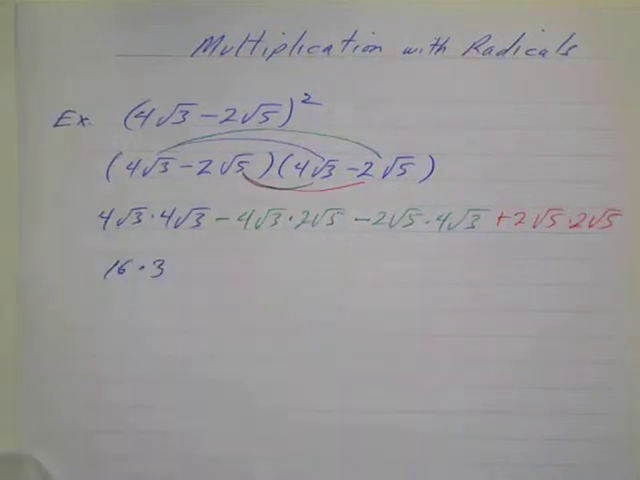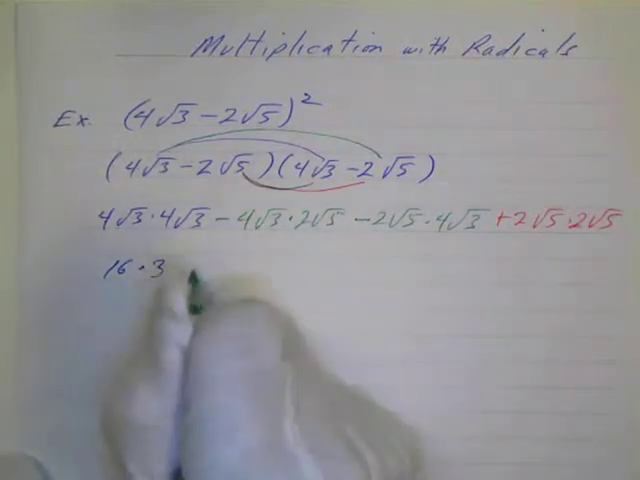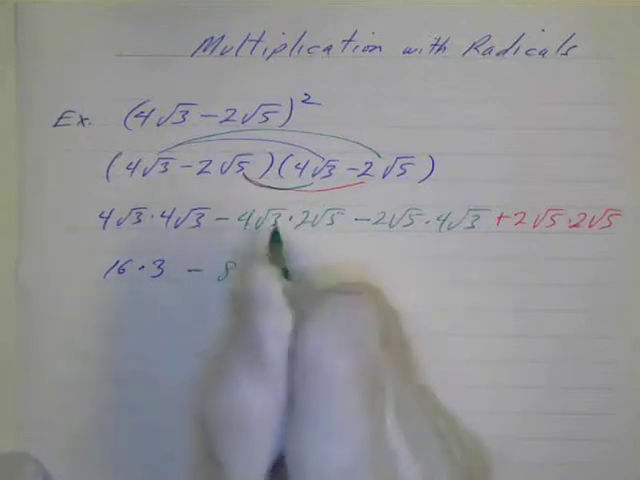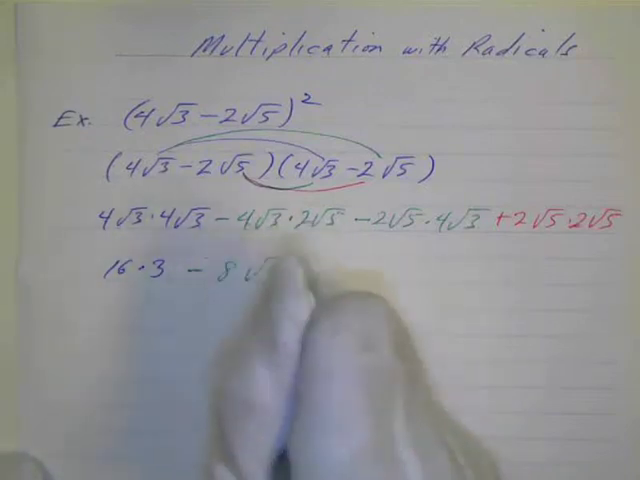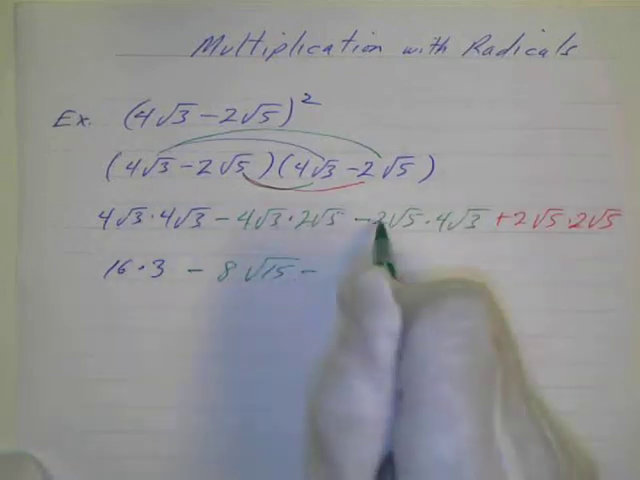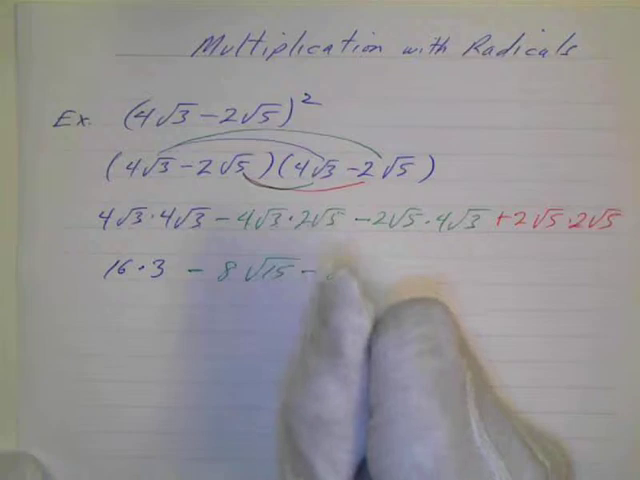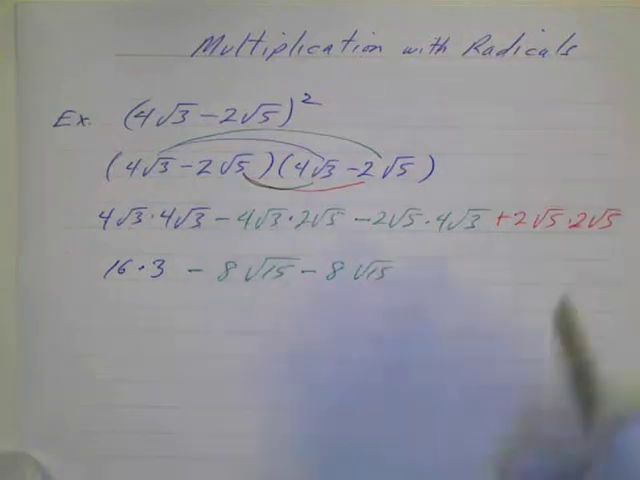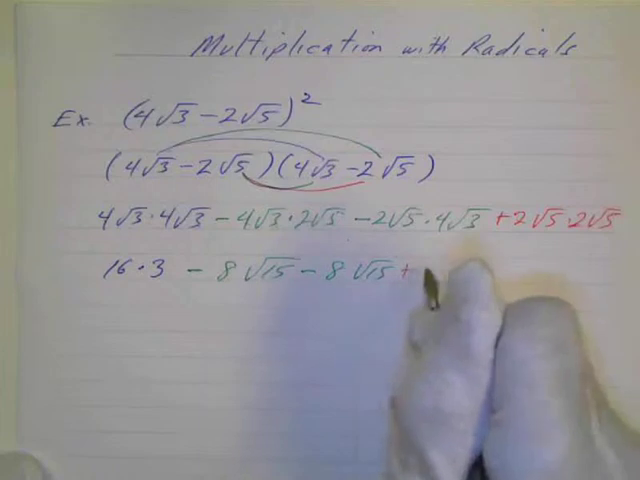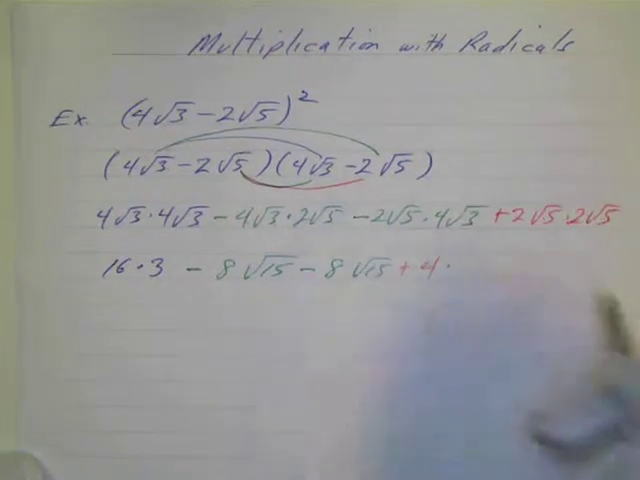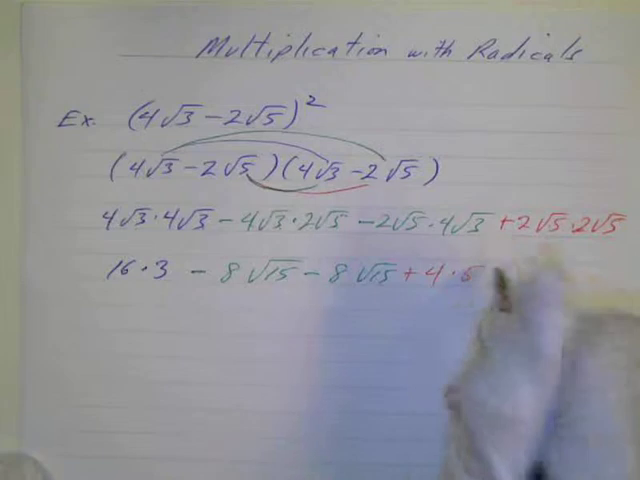is 3. And then over here I've got negative 4 times 2 is 8. And the square root of 3 times the square root of 5 is just the square root of 3 times 5, which is 15. And again, minus in the same thing. 2 times 4 is 8. And the square root of 15. And 2 times 2 is 4. And the square root of 5 times the square root of 5 is the square root of 25, which is just 5.